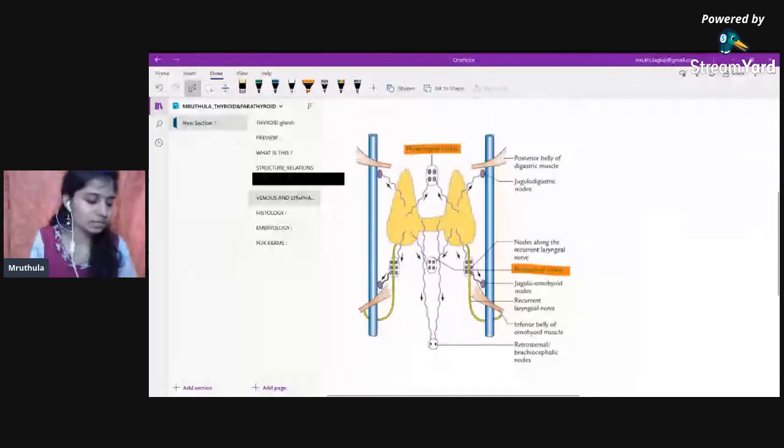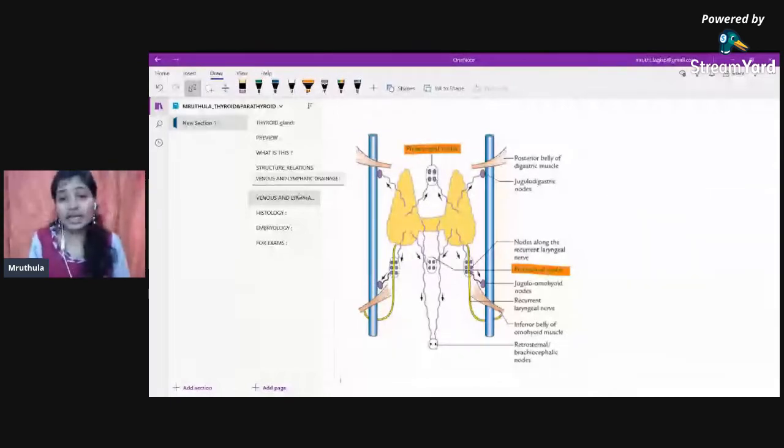Now I would like to talk about the thyroidectomy. This is also an important clinical correlation here. Thyroidectomy is a surgery which is performed to excise the thyroid gland. Why do we excise the thyroid gland? We excise it because it has a tumor which cannot be treated, right? So in those cases, we excise the thyroid.